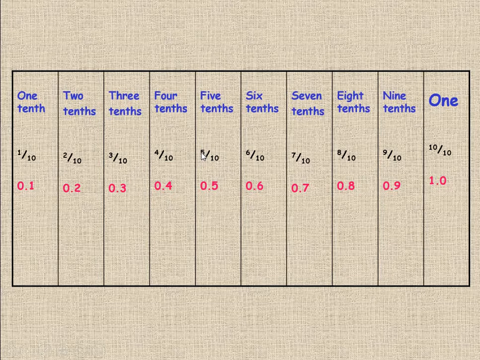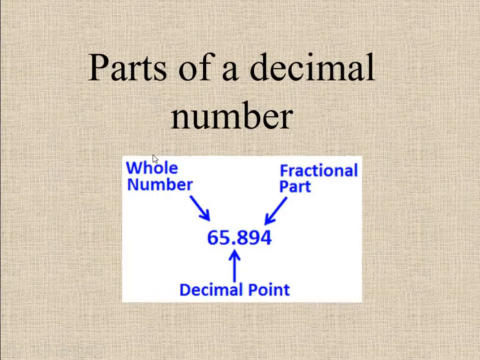In the same way, if we take 5 parts out of the 10 equal parts, then that is called 5/10 or 0.5. If we take 6 parts out of 10, that is called 6/10 or 0.6. If we take 7 parts out of 10, that is 7/10 or 0.7. If we take 8 parts out of 10, that is 8/10 or 0.8. If we take 9 parts, that is 9/10 or 0.9. Now, if we take all the 10 parts out of the 10 parts, then that is called 1 whole or 1 unit or 1.0.